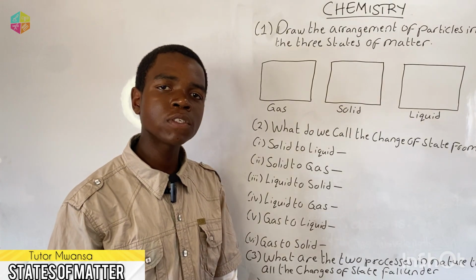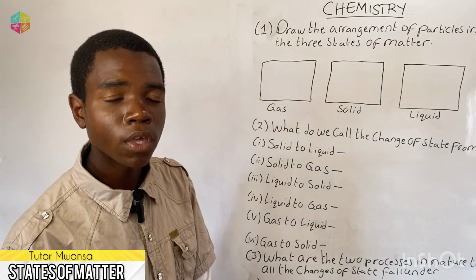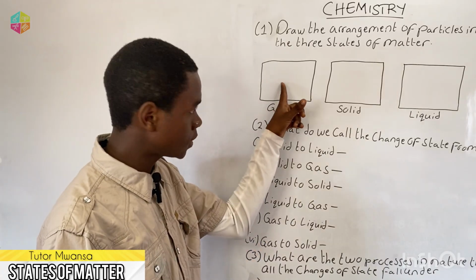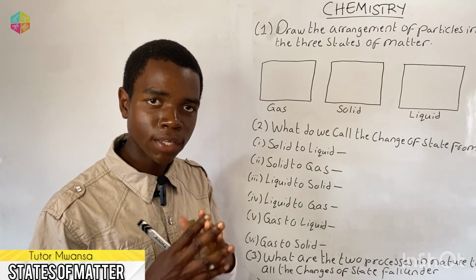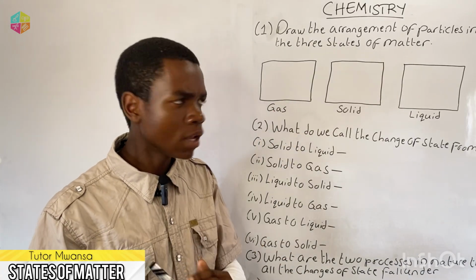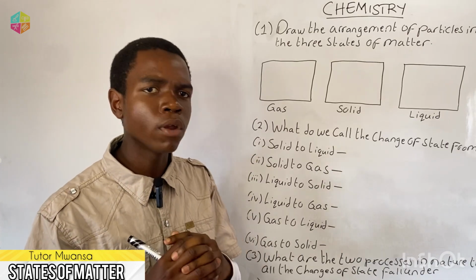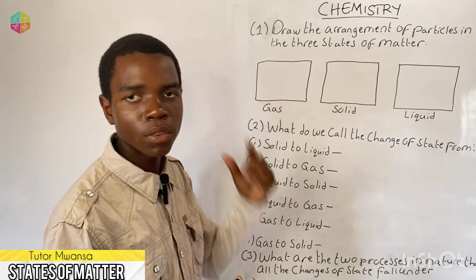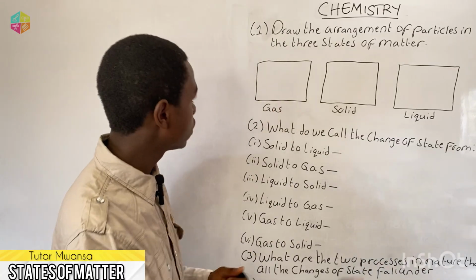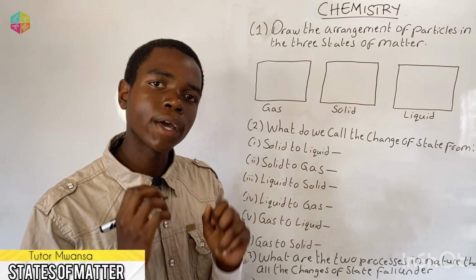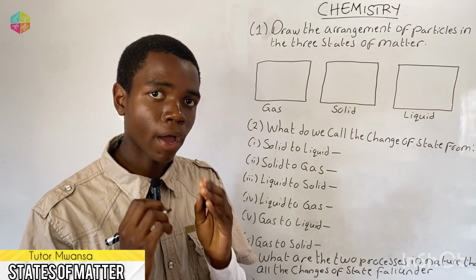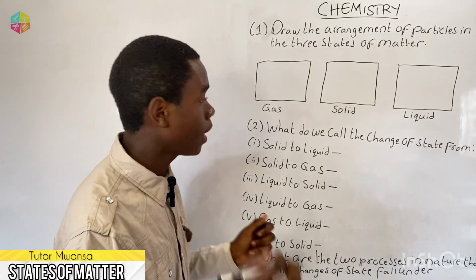If you remember the physical properties I gave you in the first video, you will remember that the particles in gases are far apart. So how do they look? How are they arranged? Let's see how we can draw them in this box. Particles in gases are far apart. That's how they are arranged. They are what?